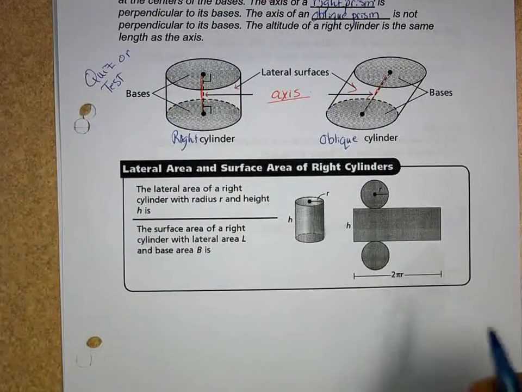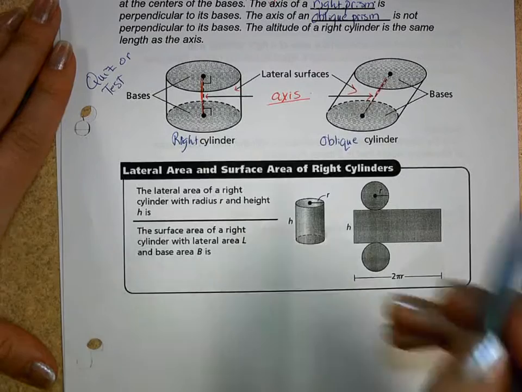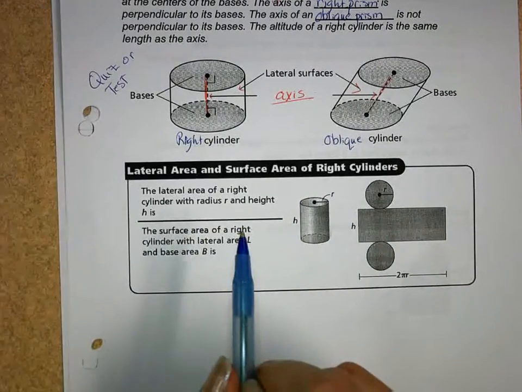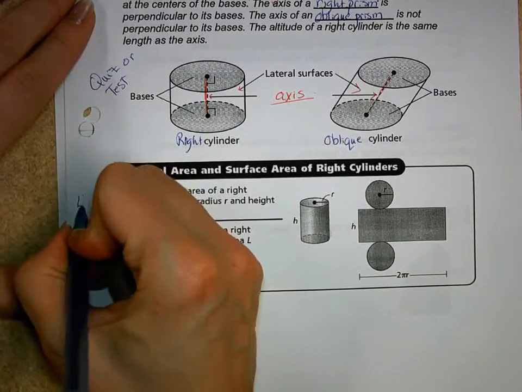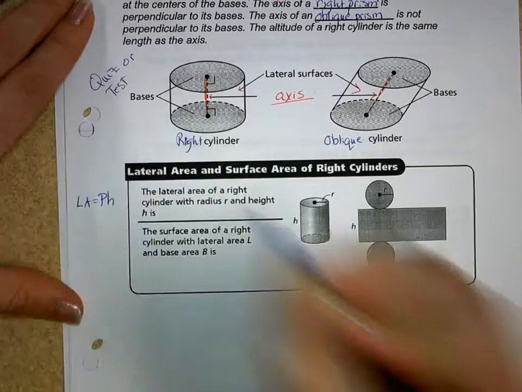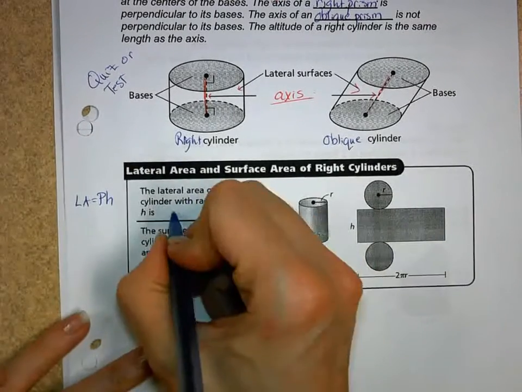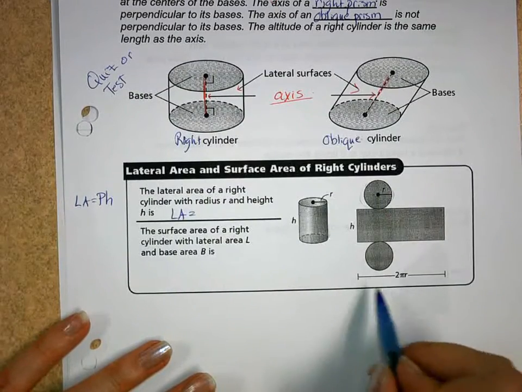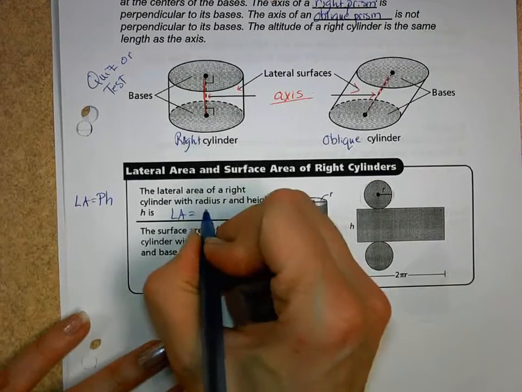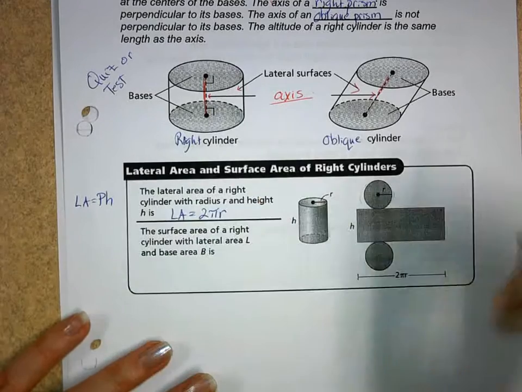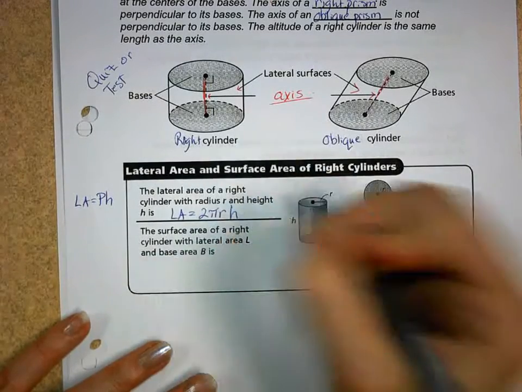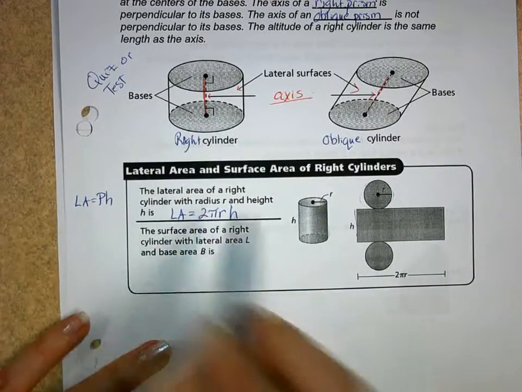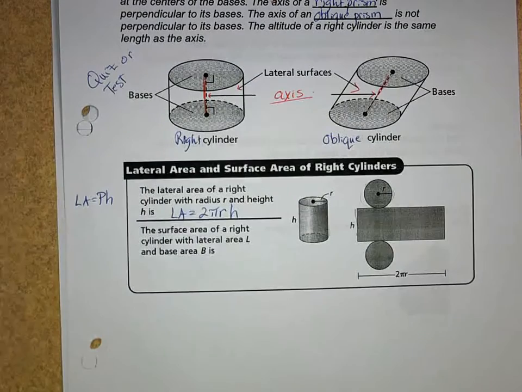Now, I told you these are exactly the same formulas as the prisms, except we have to make it with circles. Well, remember the lateral area before is the perimeter of the base times the height. Well, what's the perimeter of a circle? Well, that's its circumference. So you get 2 pi times the radius. The height would stay the same. So instead of perimeter, I put a circumference formula in there.